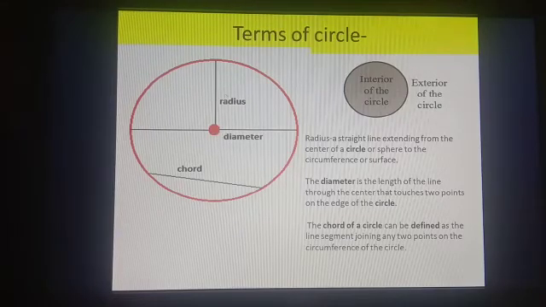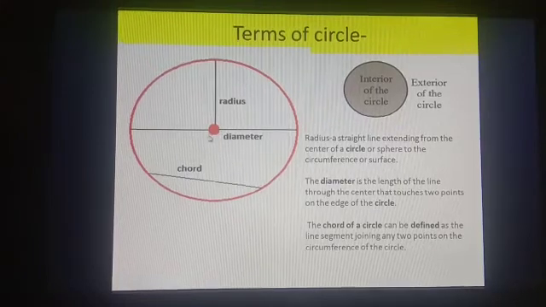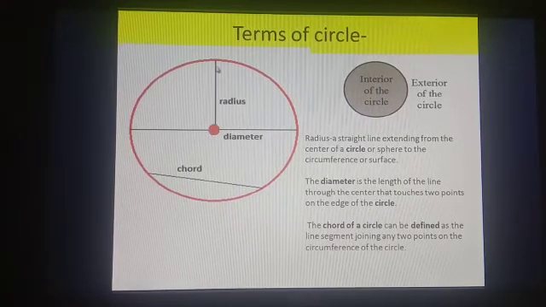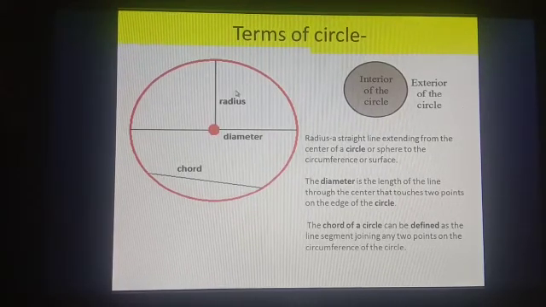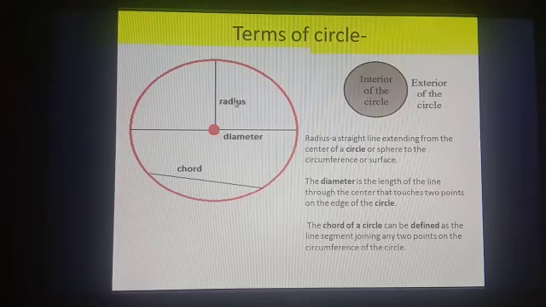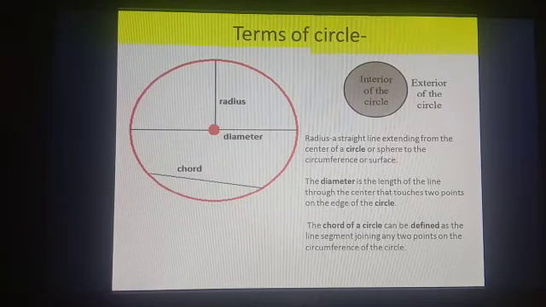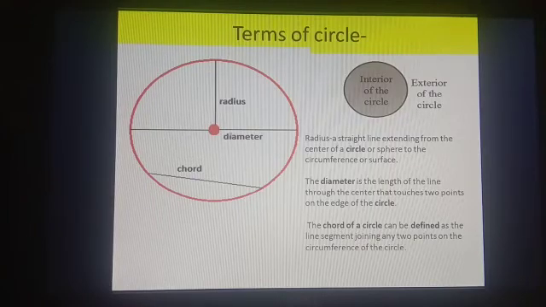Now next is the diameter. A straight line drawn from the center point to any point of the circle is called the radius. Now the diameter: if we join one point of the circle to another point, and this line goes through the center point, that is called the diameter.